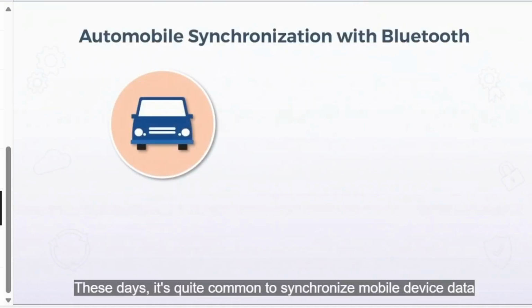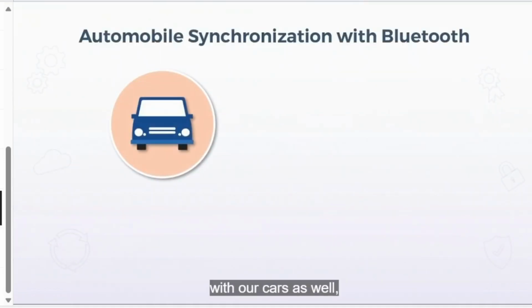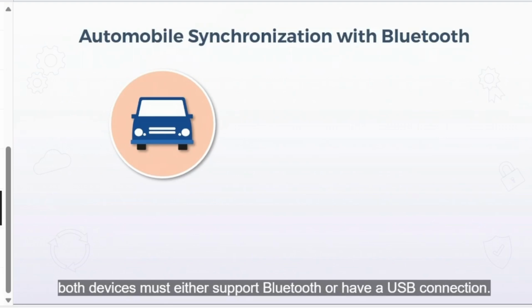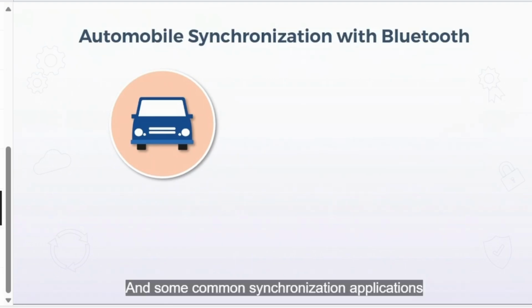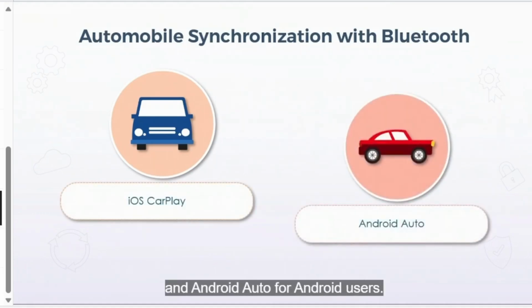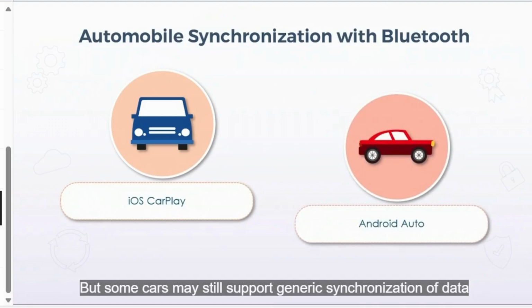These days, it's quite common to synchronize mobile device data with our cars as well. For example, our contact list for making calls or playlists for playing music. But to enable this, both devices must either support Bluetooth or have a USB connection. And some common synchronization applications include CarPlay for iOS users and Android Auto for Android users. But some cars may still support generic synchronization of data such as contacts without requiring the specific platform application.